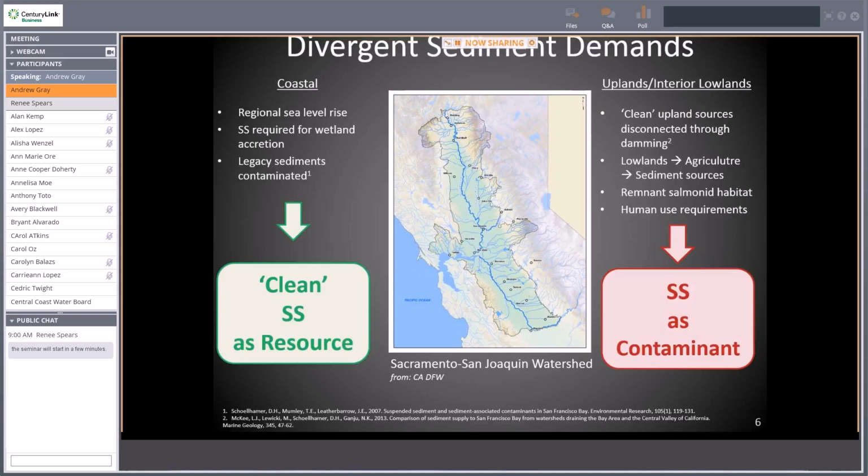So if we zoom into the organizational scale of a watershed, and in this case, as an example, I'll pull up the Sacramento-San Joaquin watershed, this highlights one of the issues: it really is a result of having suspended sediment play potentially important roles, but also act as a contaminant.